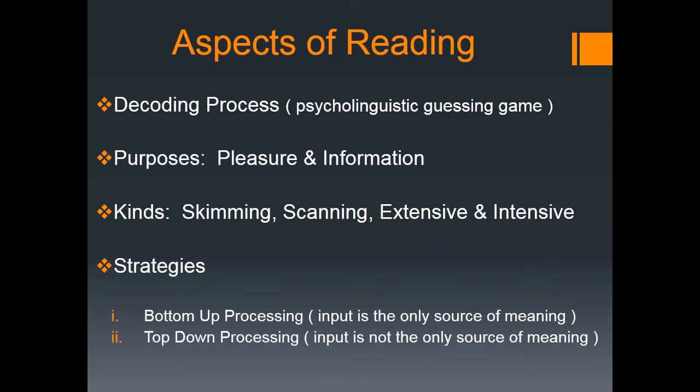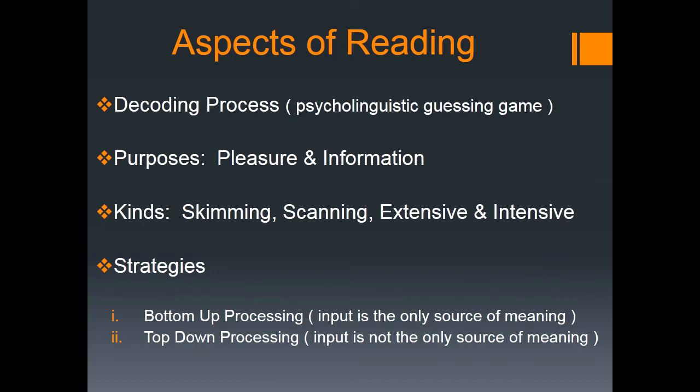Reading can be classified into 2 categories. They are reading for pleasure, where the sense of enjoyment assumes primary importance, and reading for information, where facts assume significance. There are 4 types of reading depending on the purpose.